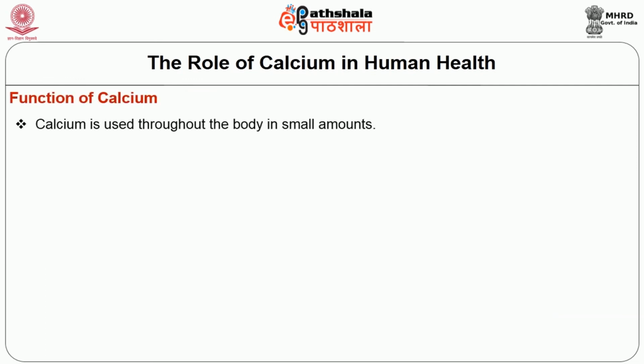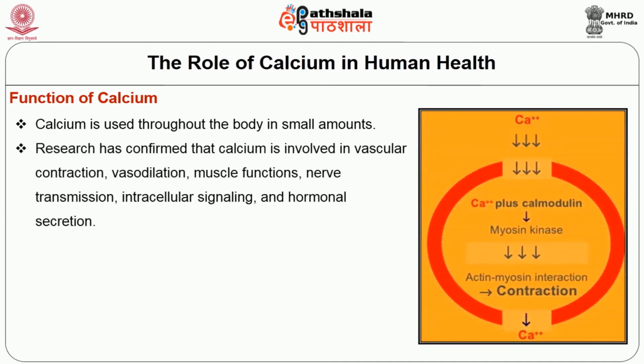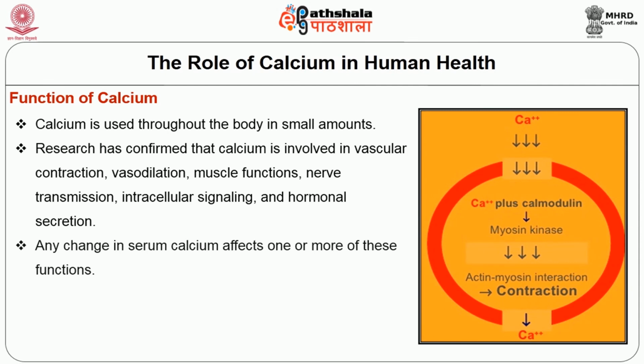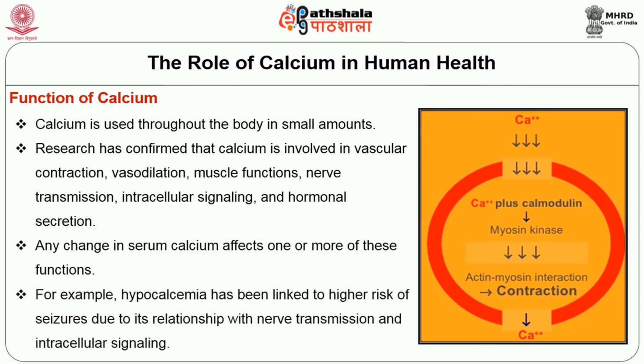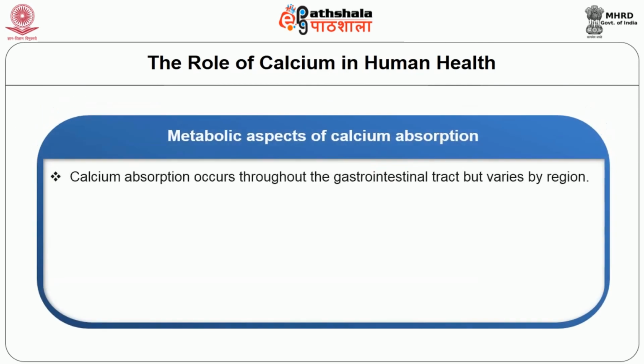Functions of calcium. Calcium is used throughout the body in small amounts. Research has confirmed that calcium is involved in vascular contraction, vasodilation, muscle functions, nerve transmission, intracellular signaling, and hormonal secretion. Any change in serum calcium affects one or more of these functions. For example, hypocalcemia has been linked to higher risk of seizures due to its relationship with nerve transmission and intracellular signaling.